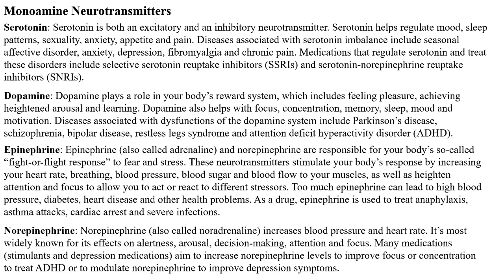First is serotonin. Serotonin is both excitatory and inhibitory in nature. It helps regulate mood, sleep patterns, sexuality, anxiety, appetite, pain. Diseases associated with serotonin imbalance include seasonal affective disorder, anxiety, depression, fibromyalgia, and chronic pain. Medications that regulate serotonin and treat these disorders include selective serotonin reuptake inhibitors and serotonin norepinephrine reuptake inhibitors.